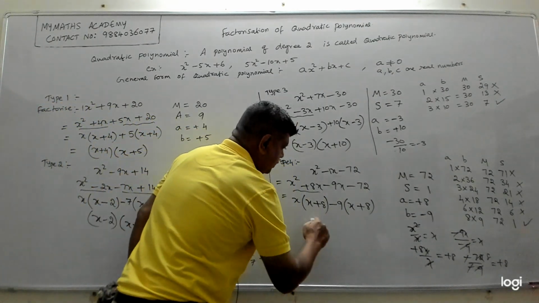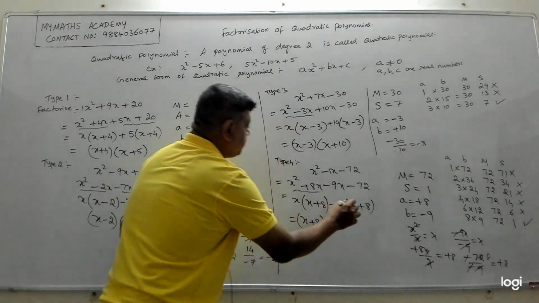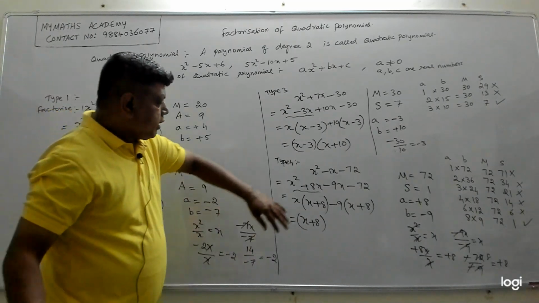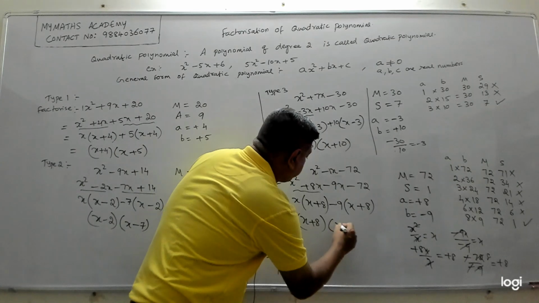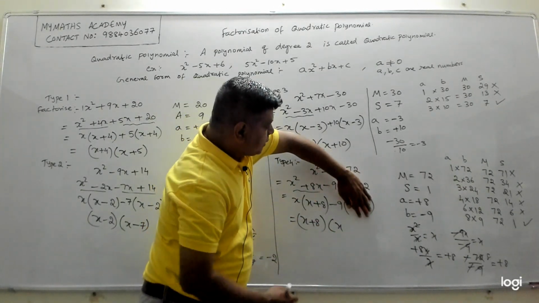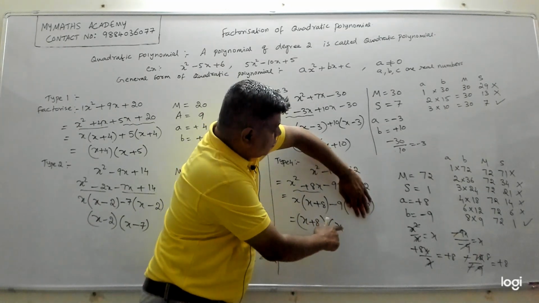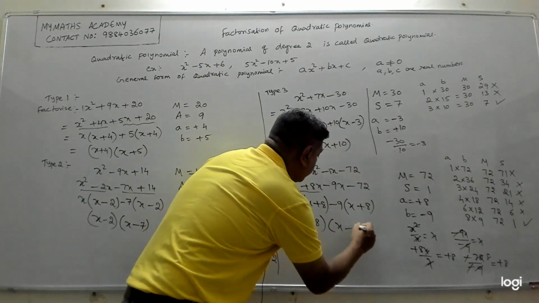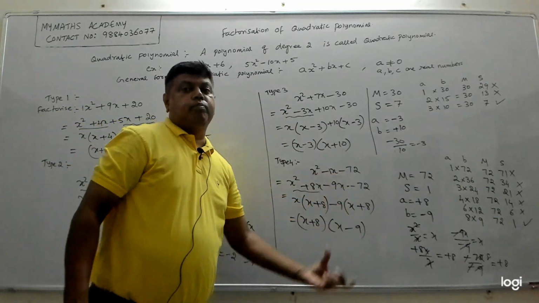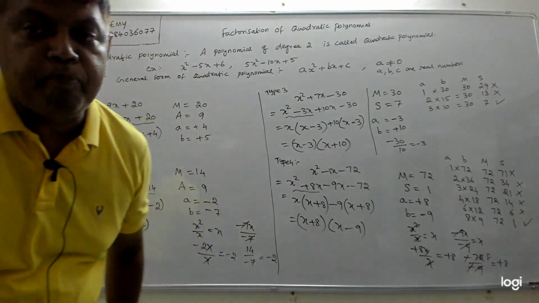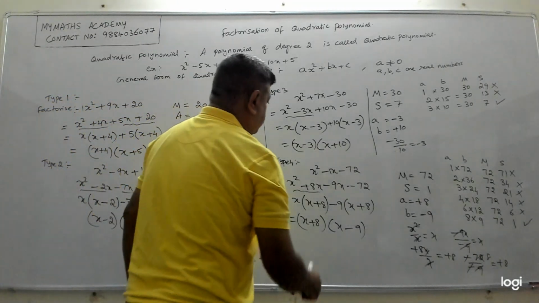Now again in these two, what is common? X plus 8 is common. So if I take x plus 8 common from these two, I will have x. So start the bracket, x. Now here also I have taken x plus 8, I have minus 9. So minus 9. So this is the factorization of this particular thing, which is x square minus x minus 72.